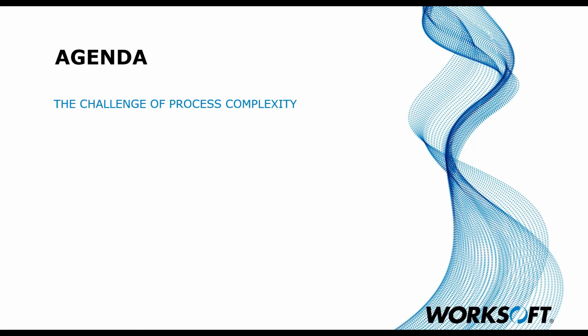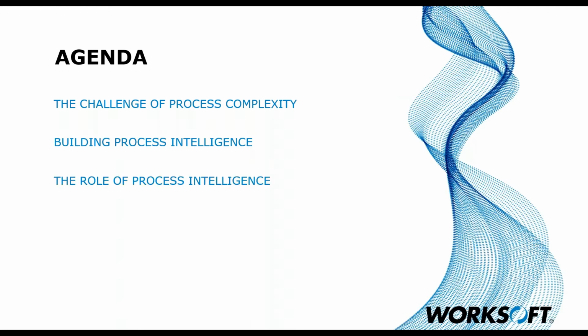First, we'll talk about the challenge of process complexity, setting the stage for how process intelligence was built, how we combine these things to help solve that problem of process complexity. Then how process intelligence, what its role is in solving that problem, especially how it relates to automation and RPA. We'll do a brief process intelligence demo, go through some of the features and functions of the tool. I'll close with a couple of quick slides, and then we'll do some Q&A.